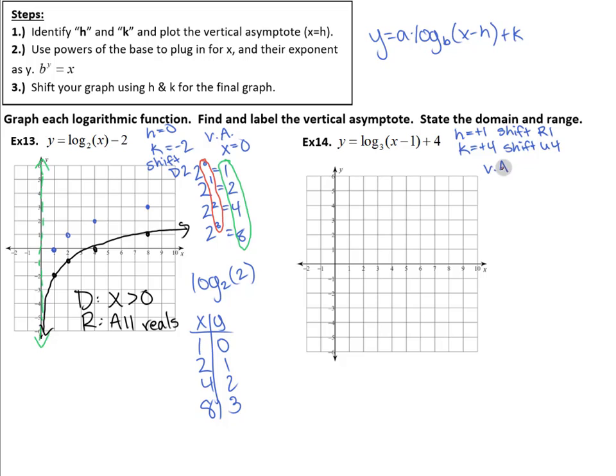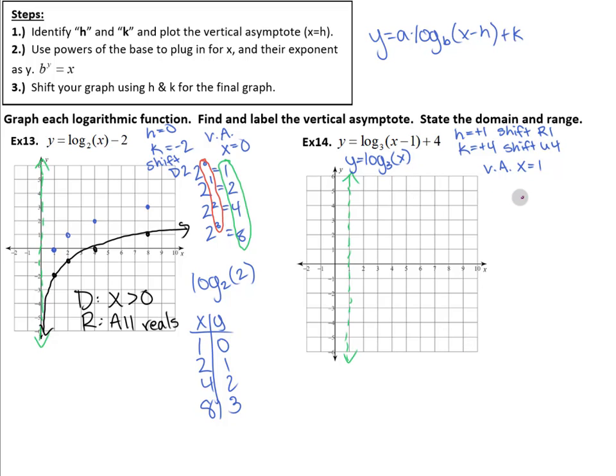Now our vertical asymptote will also be at x equals h, at x equals 1. So we can go ahead and graph that in. x equals 1. This is where the asymptote will be for my final graph, the one that will have the shifts already done. So here's how we pick points again. We are going to pick points for this graph, y equals log base 3 of x. We're going to start by graphing this, and then we're going to do the 2 shifts.